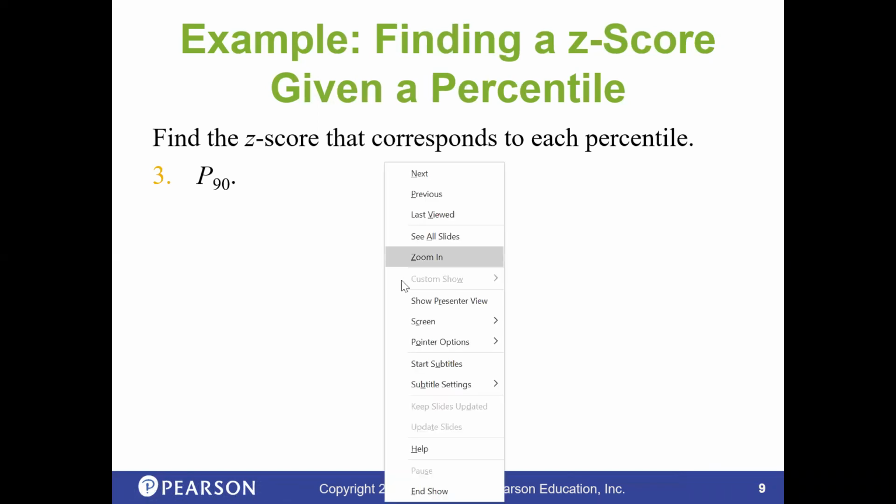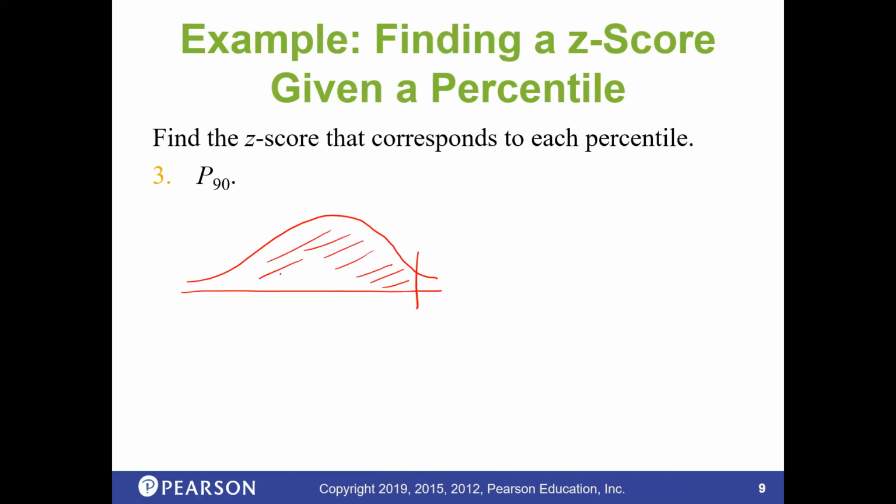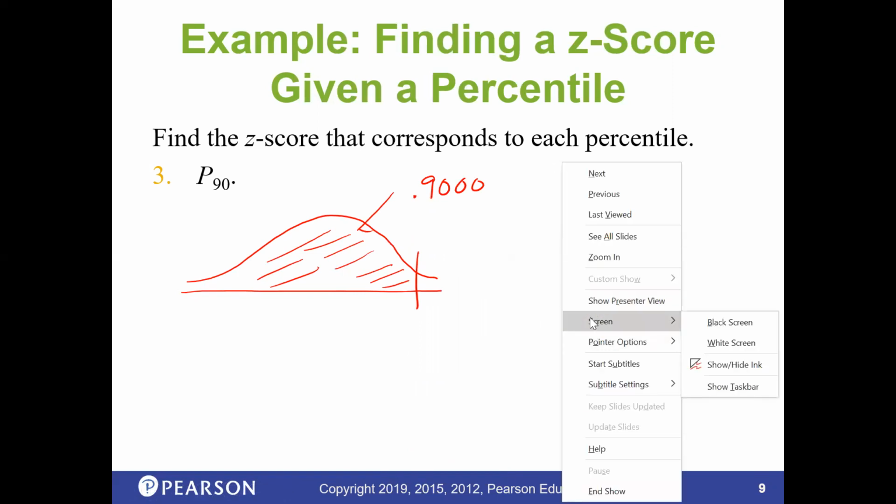All right, let me try it. Let me graph it first here. So we're looking at the 90th percentile. And notice I'm kind of getting close to the z-axis, but I'm not touching it. So 90th percentile will be like right here, right? So that's going to correspond to 0.9000. That's what I'm looking for.